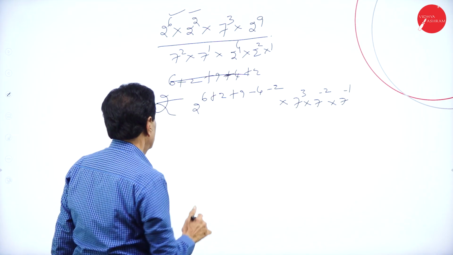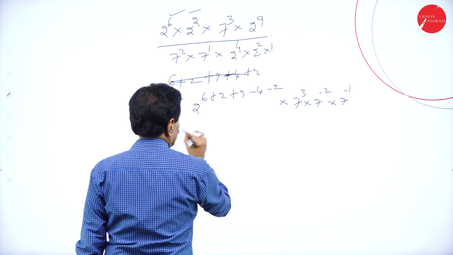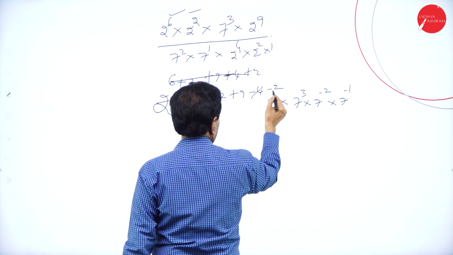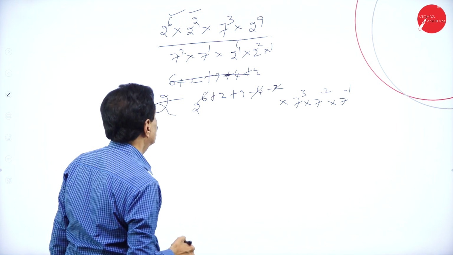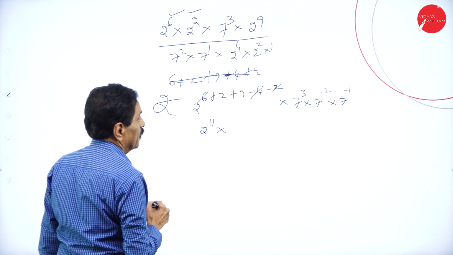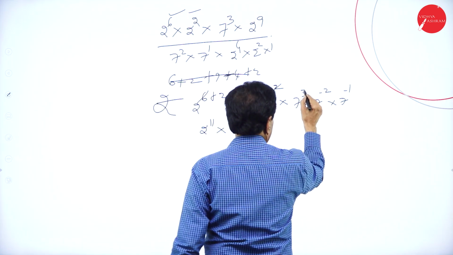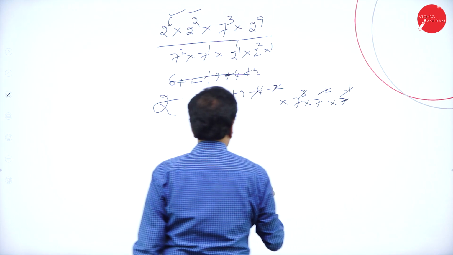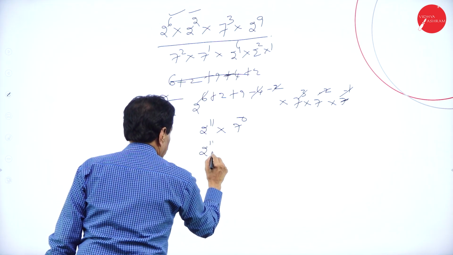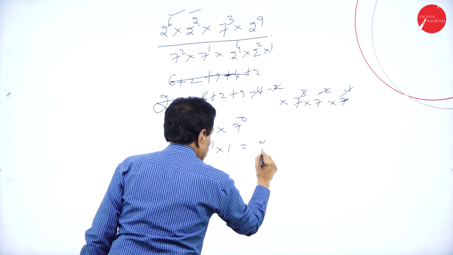Simplify this. This is 6 plus 2, 8, plus 9, minus 4, minus 2, which is 2 to the power of 11. Then this is 7 to the power of 0. This is 2 to the power of 11 into 1.